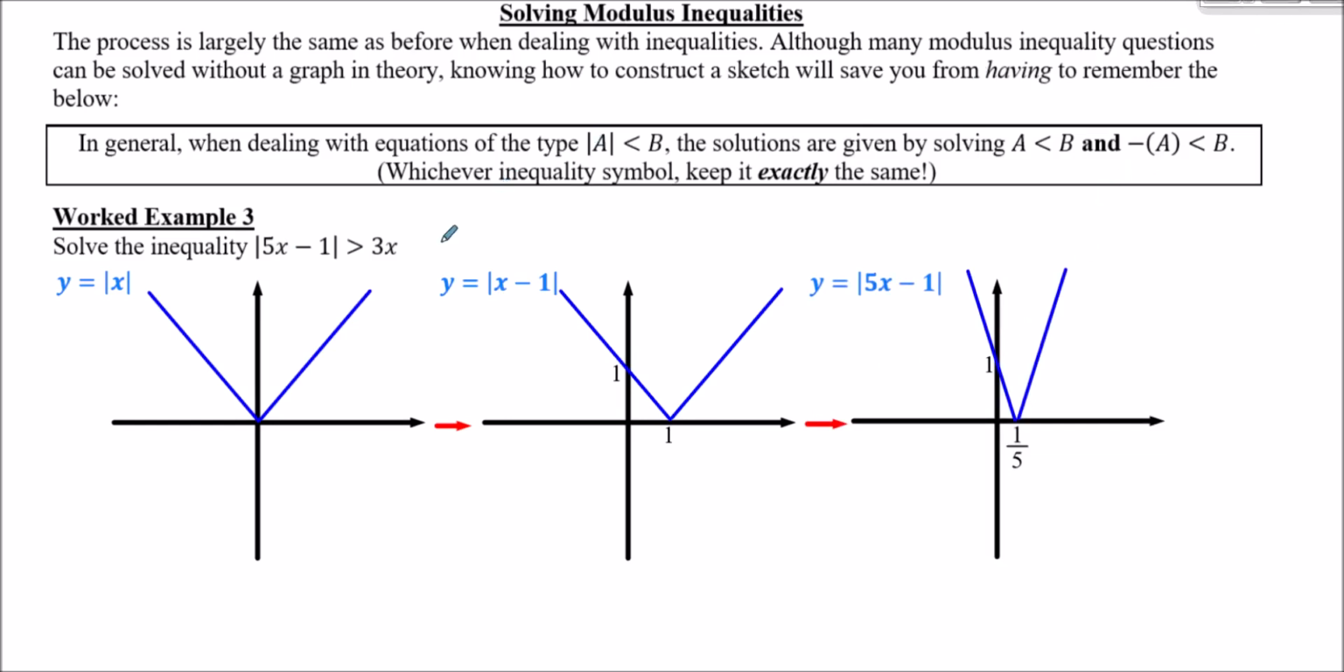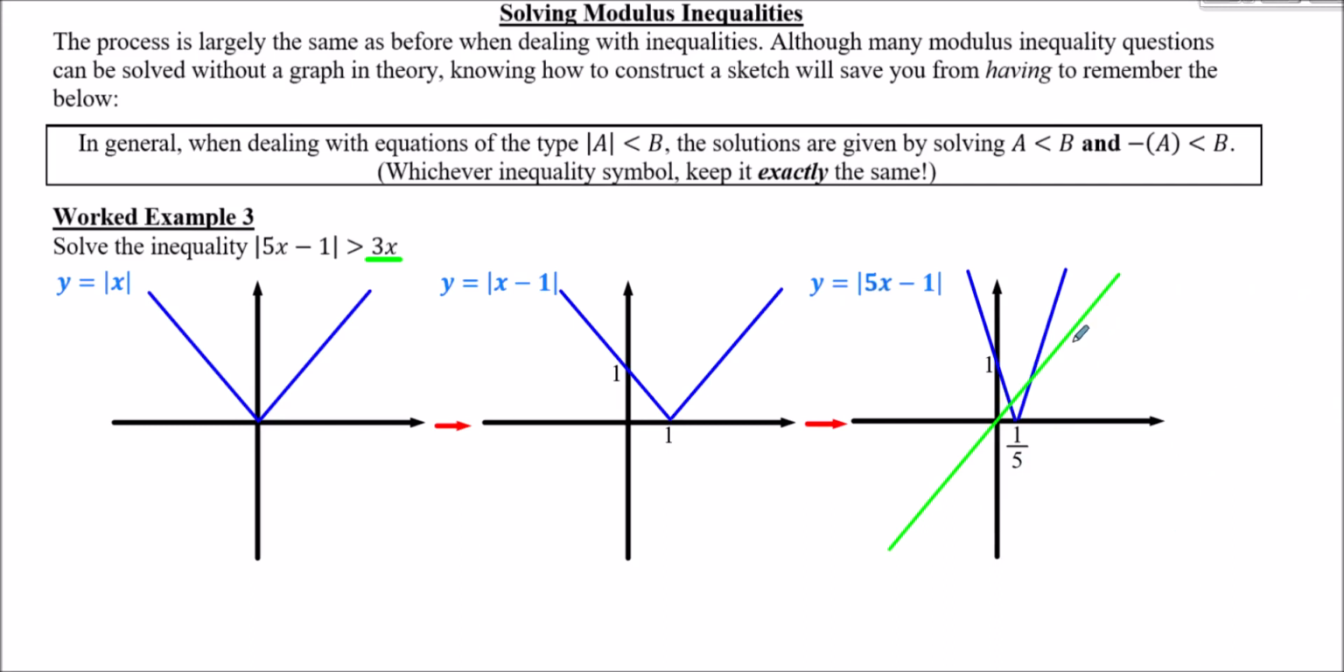We then can think of what the graph of y equals 3x looks like. Hopefully you'll clearly know that it's got a gradient of 3 and a y-axis intercept of 0. It's going to go through the origin. So if we add this on now, we can then think about how that looks as well. So there we have it.